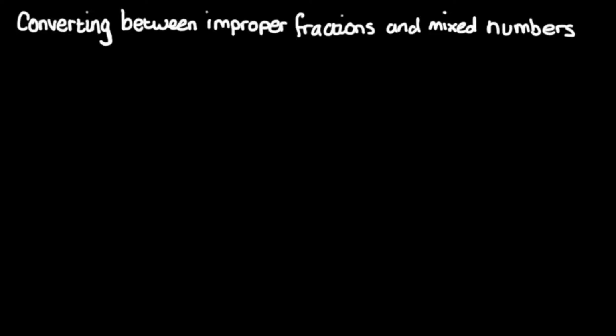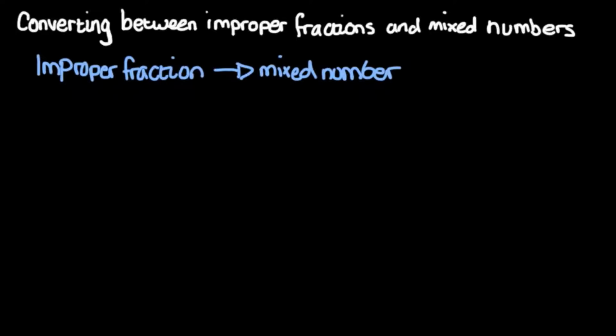So today we're going to be talking about converting between improper fractions and mixed numbers. If you're not too sure what either of these things are, please check out my previous video. First, we're going to talk about how to convert from an improper fraction to a mixed number. So the improper fraction we'll be using is 17 over 5.